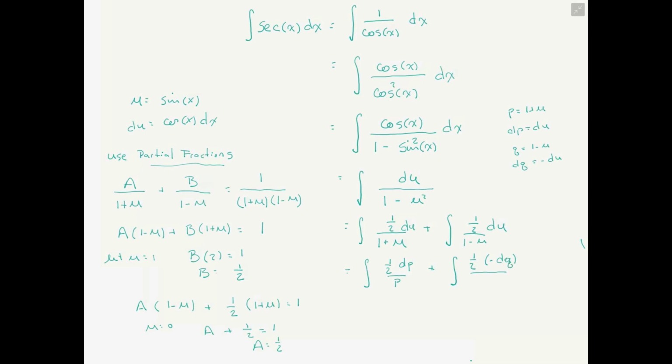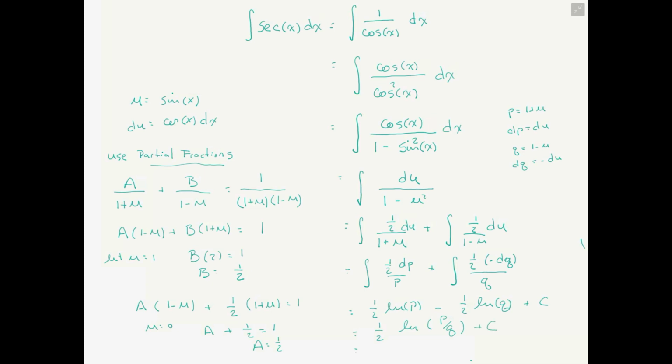And now we're back down to our familiar form for this integral, which is 1/2 ln p plus 1/2 ln q. And of course, there's a constant that we add to it. Now, all we have to do is go backwards and plug back in those variables that we used for substitution.